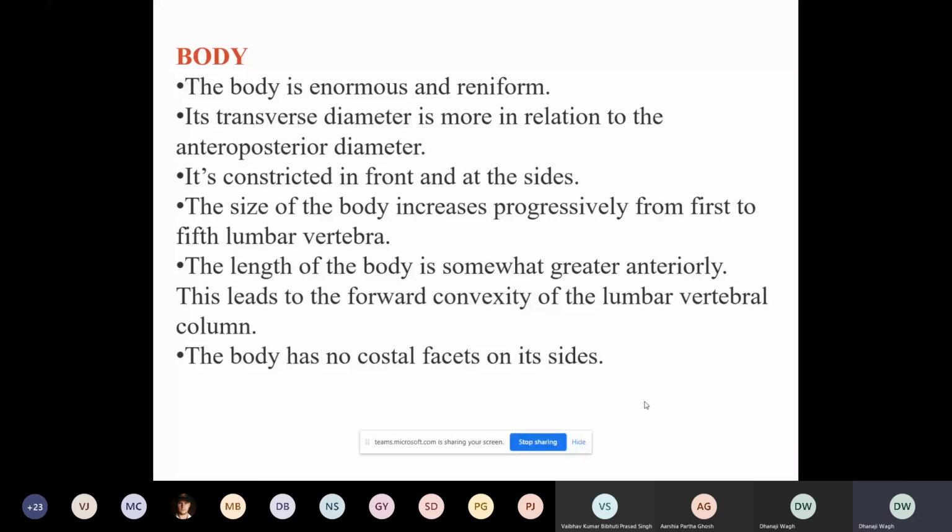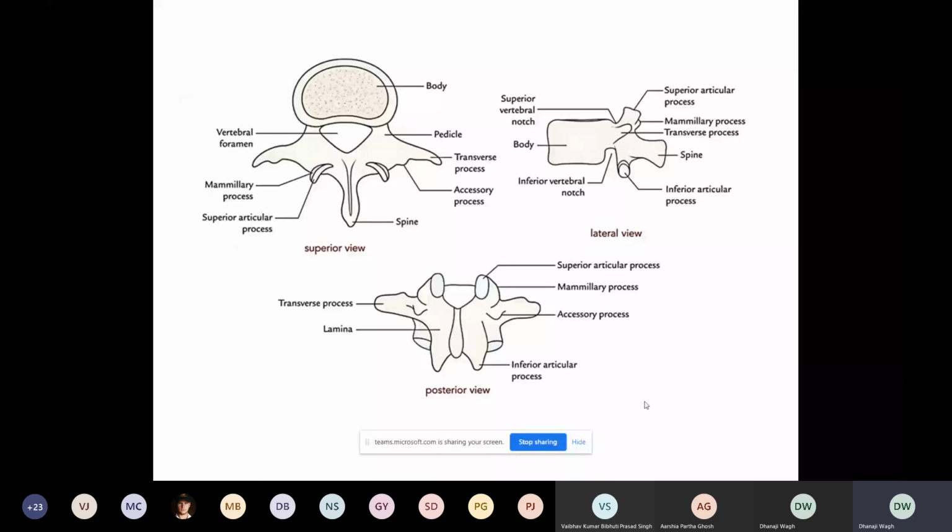See this, all these diagrams I have already explained. Once again, see this regarding its body. Reniform is there, a somewhat triangular vertebral foramen is there, and a short pedicle is present. Then you have to see this transverse process. At the root, posteriorly and inferiorly, we can see there is an accessory process. Then you can see the superior articular process. At the posterior border of the superior articular process, there is a mammillary process.